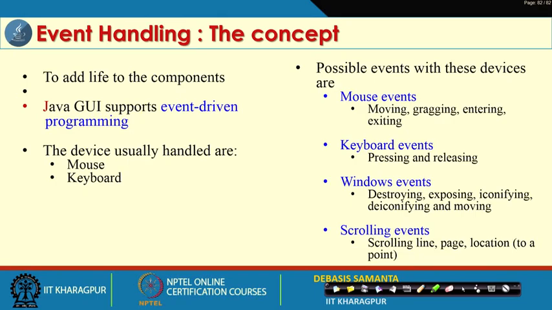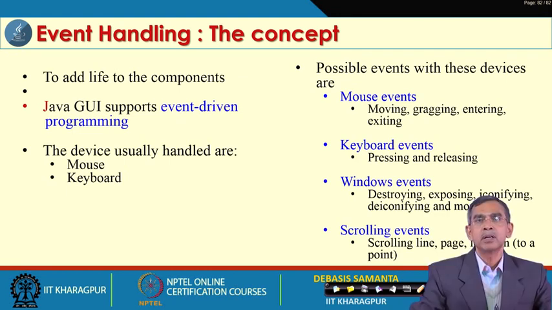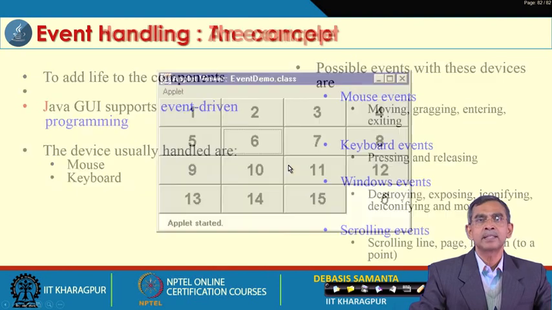Now, we have listed a few ways a mouse event can occur. The mouse can be moved, dragged, entering, or exiting. Keyboard events are pressing and releasing. Window events include destroying, meaning the cross button is selected, iconifying, zooming, and moving, and windows can be dragged with the mouse. Scrolling events involve the scroll bar, page, location and so on. These are the few events possible in AWT event handling, and we will discuss the many events separately in detail in our next module.